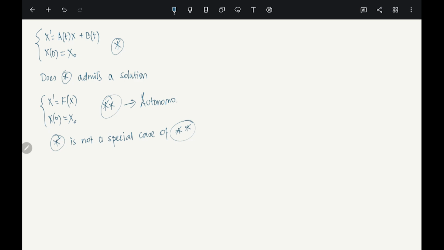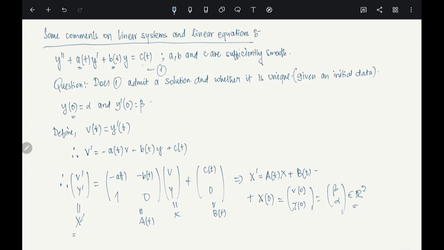We call this sort of system an autonomous system. And autonomous systems are fairly easy to work around. So let's say that here in star, as a special case, let's assume that A(t) is independent of t. So basically it is a constant A, and b(t) is also a constant, let's say b. So these coefficients are all constant coefficients, they are not variable.